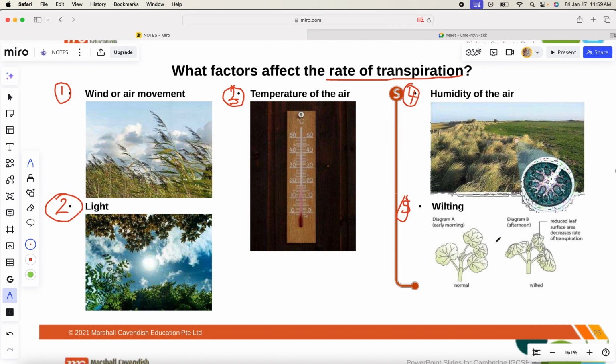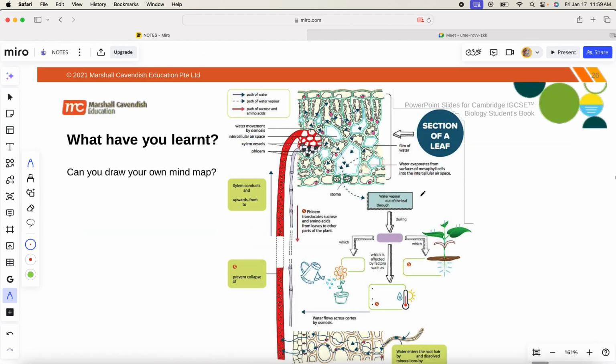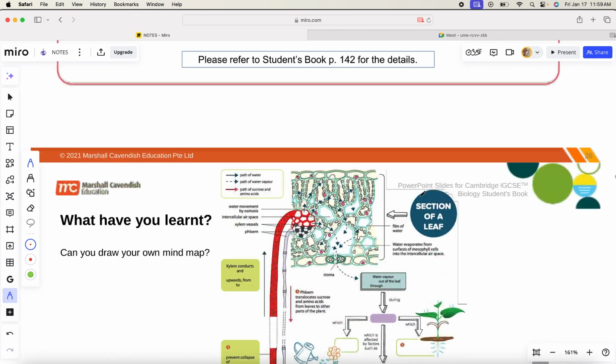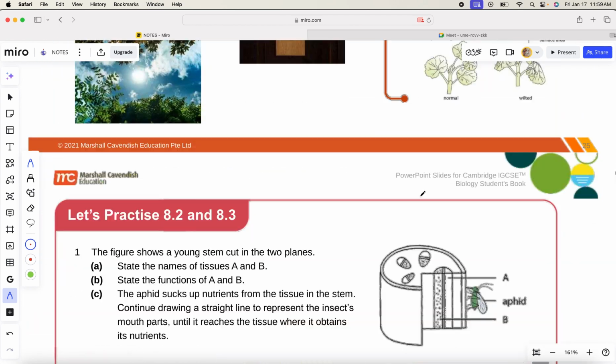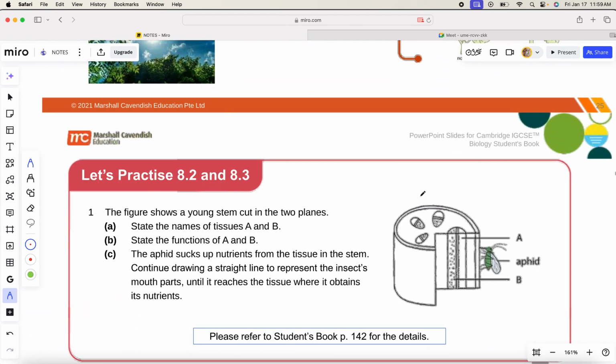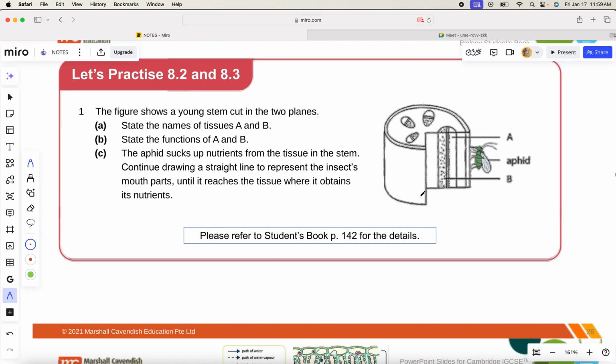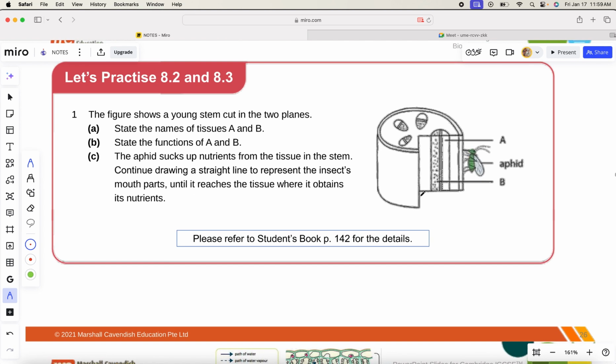Okay, so we'll move on to the next one. I think we are at the end now. Probably we want to look at the summary. These ones are just questions. State the names of tissue A and tissue B. Tissue B is xylem. Tissue A is phloem.